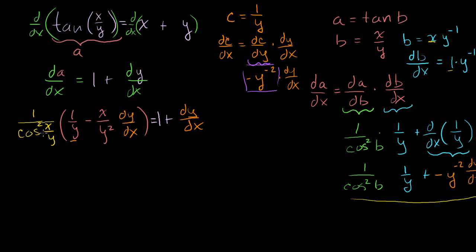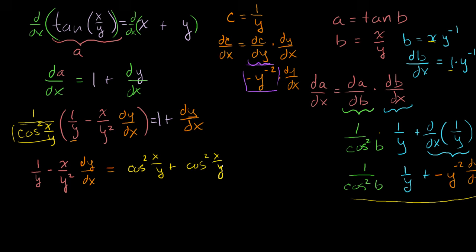So a good place to start is to multiply both sides of this equation times cosine squared of x over y. And so obviously, that'll turn into 1 on this side. And the left-hand side will be 1 over y minus x over y squared dy dx is equal to, I have to multiply both sides of the equation times this denominator right here, cosine squared of x over y plus cosine squared of x over y dy dx.